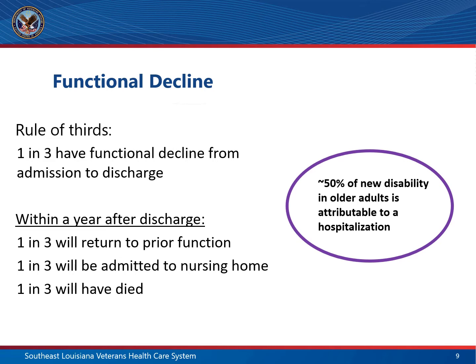1 in 3 will return to their prior level of function after discharge. 1 in 3 will be admitted to a nursing home, either for skilled care or for long-term care, and 1 in 3 of these patients will have died. And so some of the statistics are at least 50% of a new disability in an older adult is attributed to a prior hospitalization.